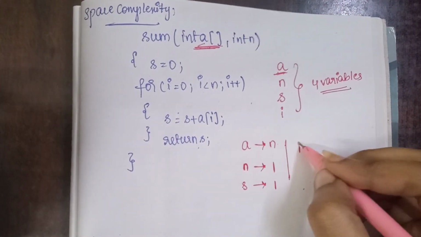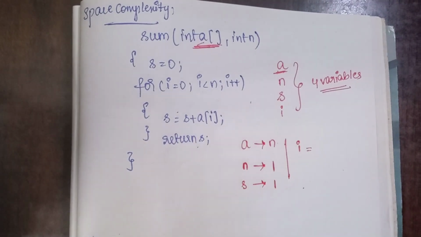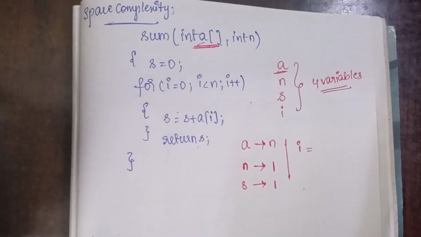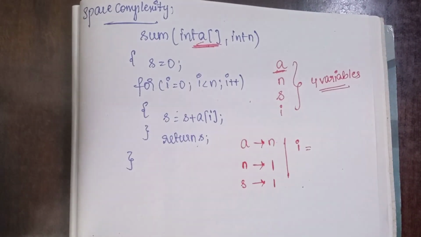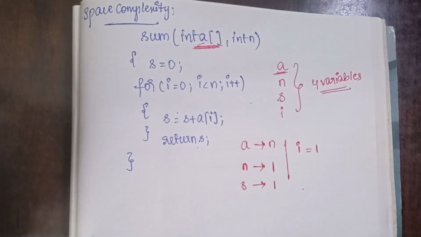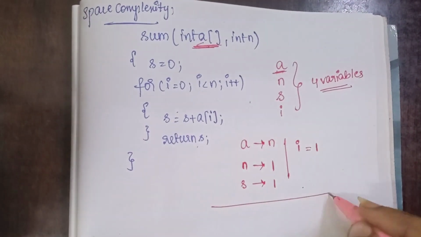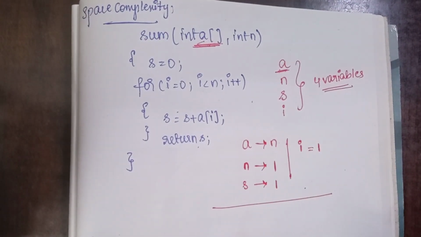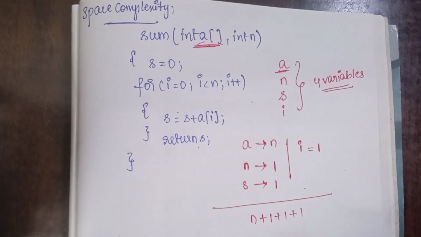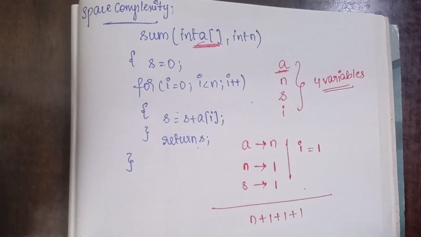So automatically your i also will be 1. So now what you will do, you need to calculate the total of this, that is n plus 1 plus 1 plus 1. So what will it be now?